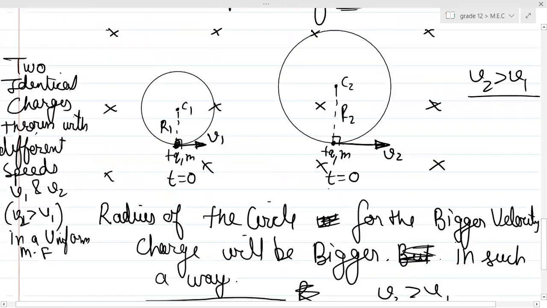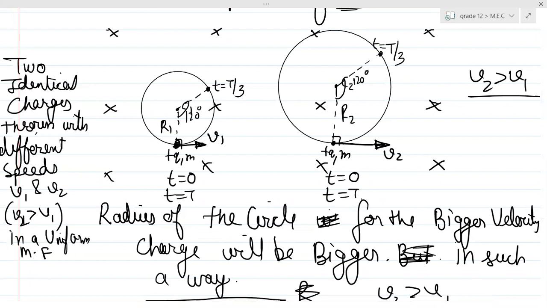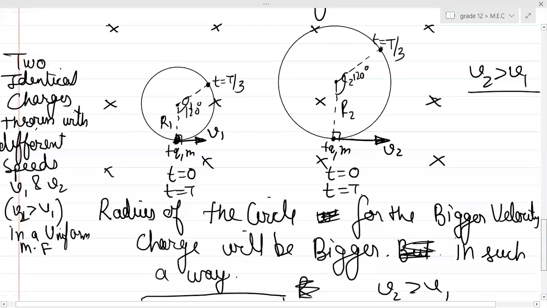That implies both will complete the circle in the same time. Suppose this covers an angle of 120 degrees in time, let's say t by 3. So this also will cover 120 degrees in the same time t by 3. Are you getting my point, guys? You remember same phase in simple harmonic motion. So basically, their phase will be the same. Very nice. They will complete the circle in the same time.